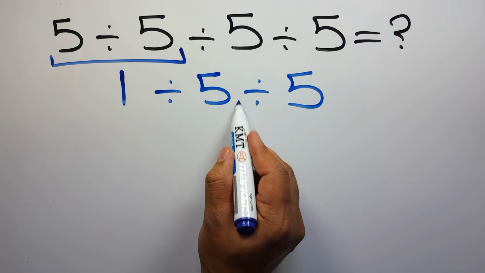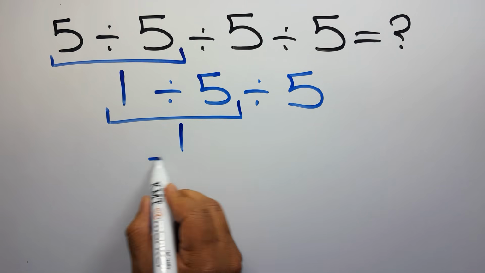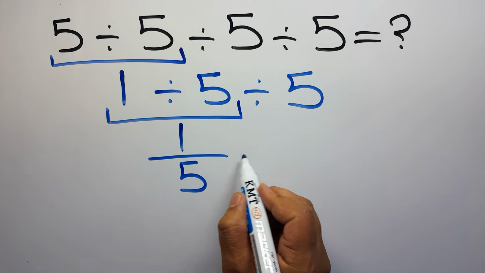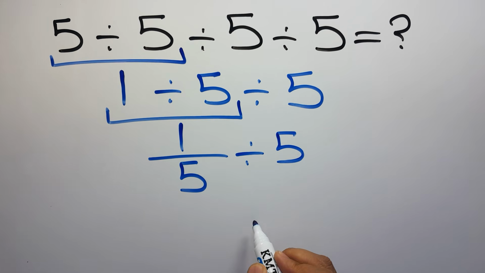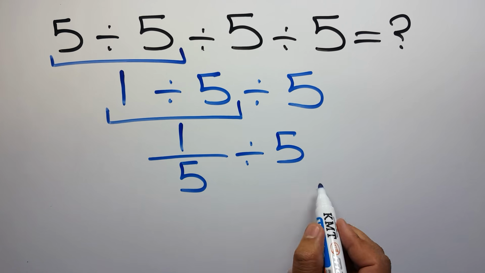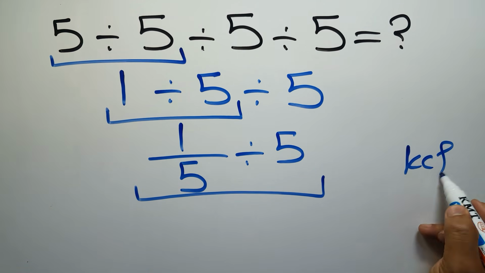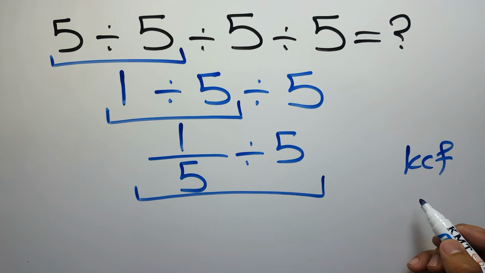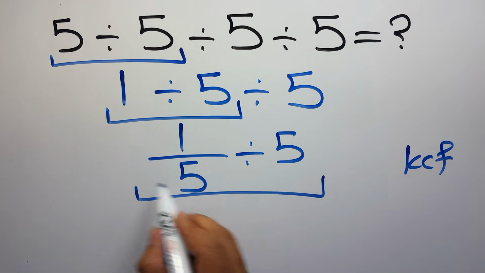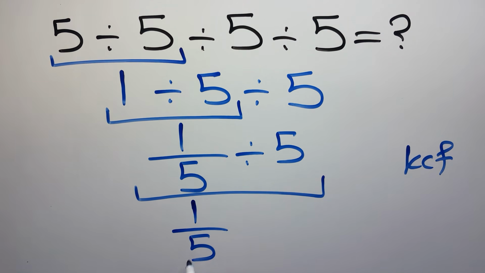1 divided by 5 can be written as 1 over 5. Then divided by 5. 1 over 5 divided by 5. According to the KCF rule, K stands for keep, C stands for change, and F stands for flip. We can write keep the first fraction, change division to multiplication, and flip the second fraction.